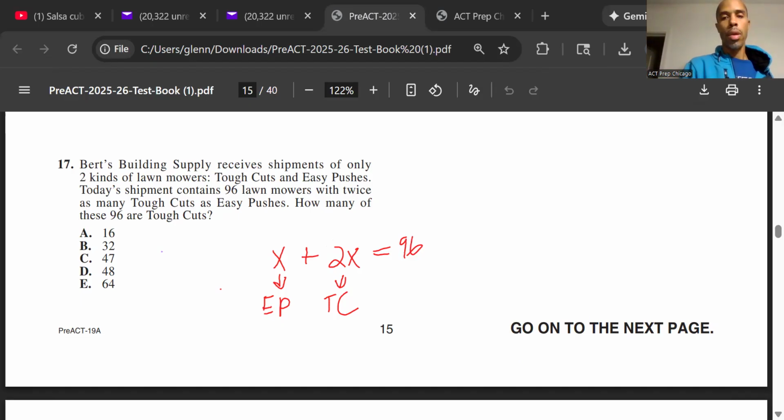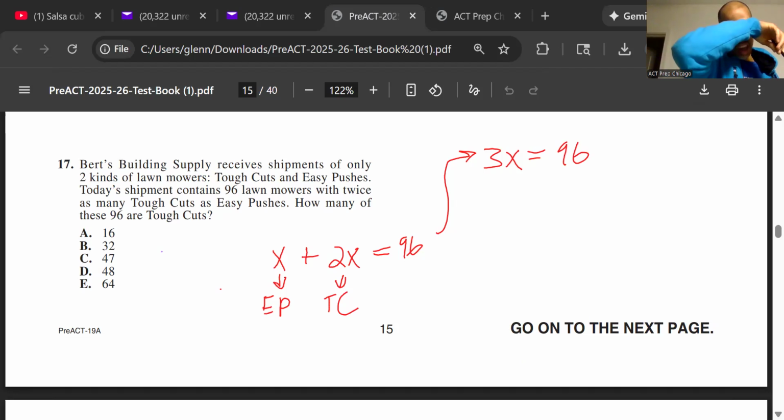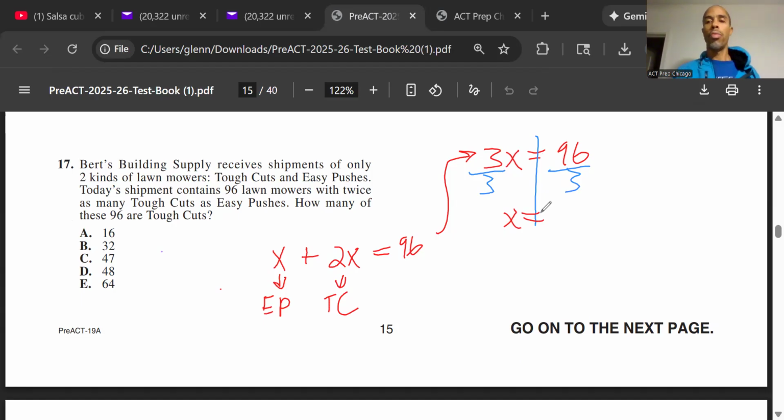Okay, so how do we do this algebraically? Let's finish up over here. So x plus 2x is 3x equals 96. That's just regular algebra. How do you get the variable by itself? If it's 3 times x, you divide both sides by 3, right? Cancel there. Whatever we do to one side, we do to the other. And we get x is equal to 32.